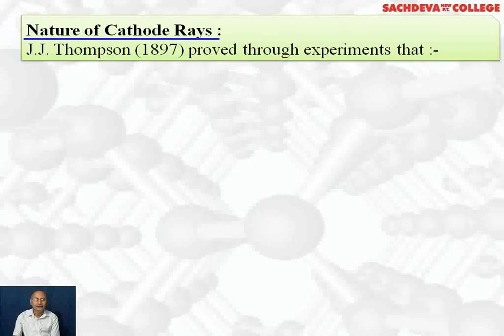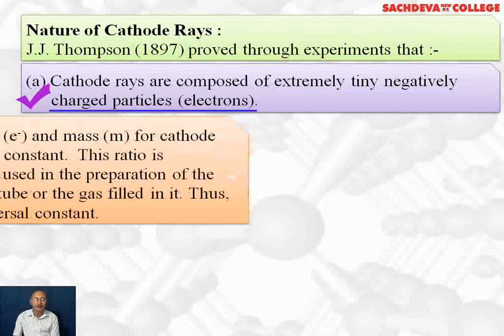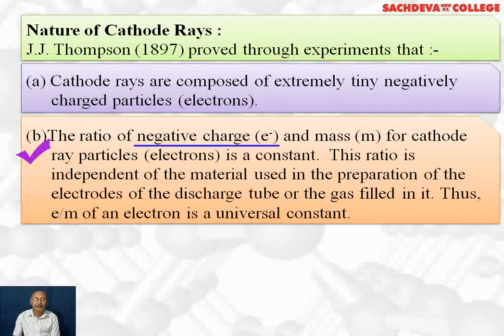Nature of cathode rays. J.J. Thomson in 1897 proved through experiment that cathode rays are composed of extremely small or tiny negatively charged particles called electrons. The ratio of charge to mass for the cathode ray particles, electrons, remains constant. This ratio is independent of the material used in preparation of electrodes of the discharge tube or the gas filled in it. Thus, e over m of an electron is universally constant, and that is why we say that electrons are fundamental particles of all the atoms.